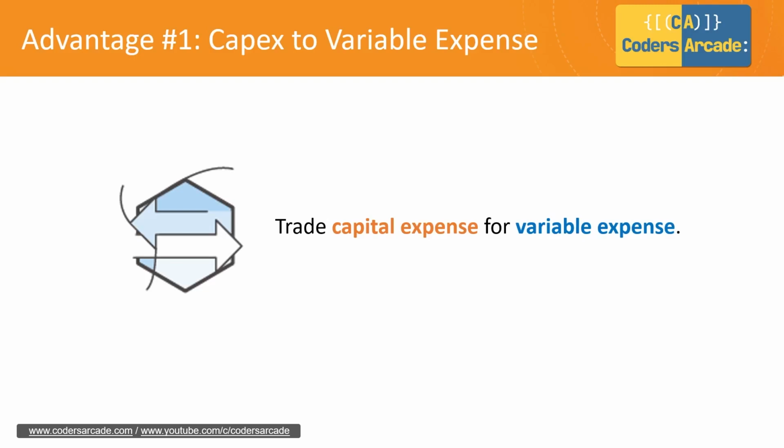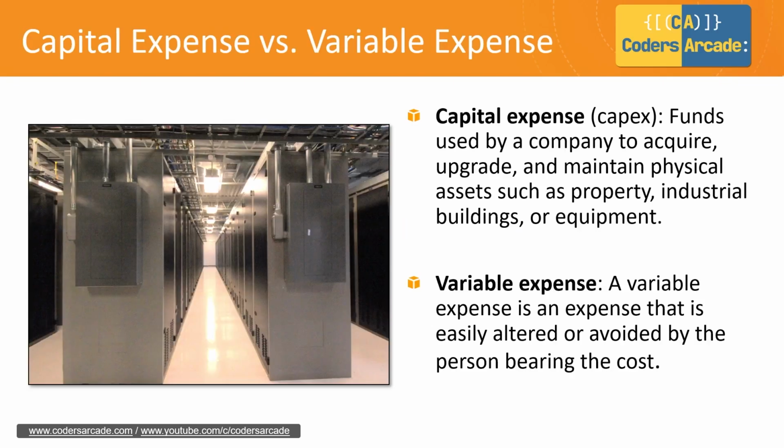Okay. Let's see what is the basic difference between capital expense and variable expense. So, capital expense or capex are funds used by a company to acquire, upgrade, and maintain physical assets such as property, industrial buildings, or equipment. Remember the data center example where we racked and stacked the hardware and then had to manage it all? You have to pay for everything in the data center, whether you use it or not.